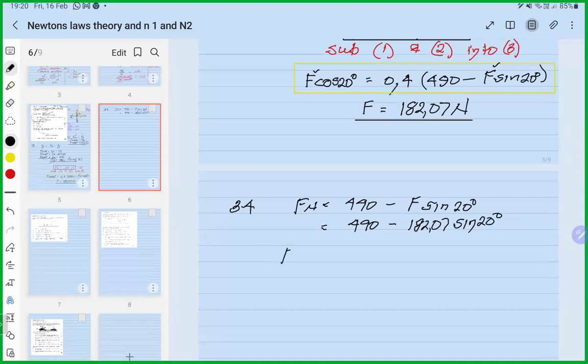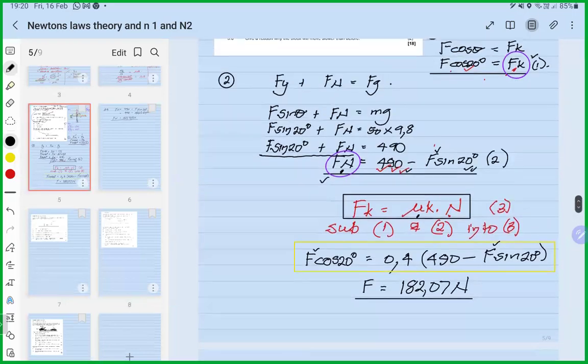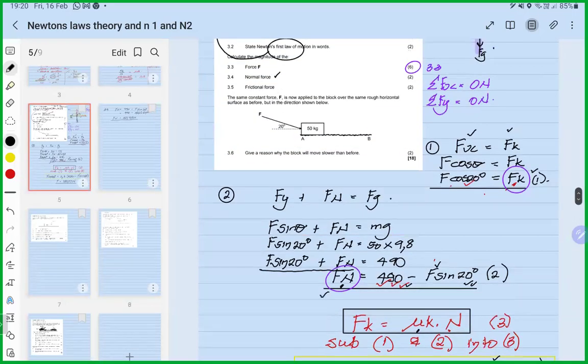What's the answer for the normal there, anyone? So I'm guessing 427.73. 427.728, 3 decimals. So there's 3.4 there. 3.5, the frictional force. There it is, equation 1.